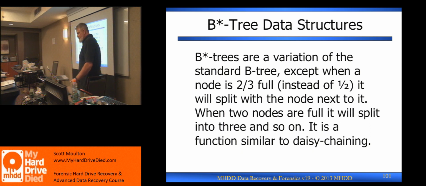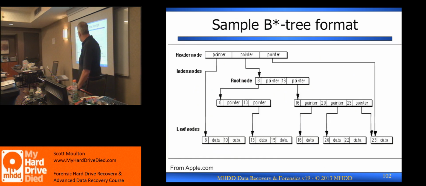So the spiel is like this. Every time the branches are 2/3 full, they will automatically start to split to the next node. There will always be the same number of nodes. So it looks like this.